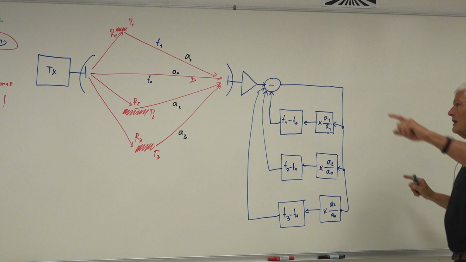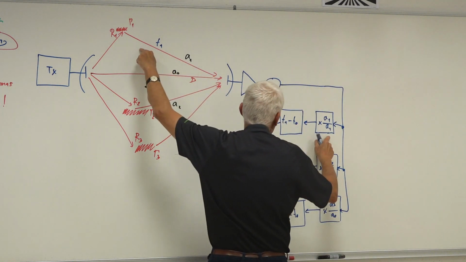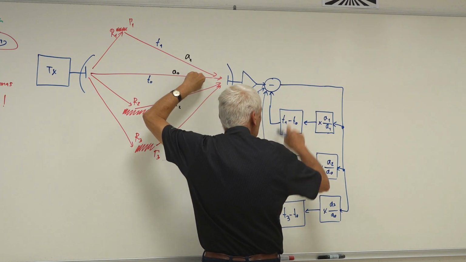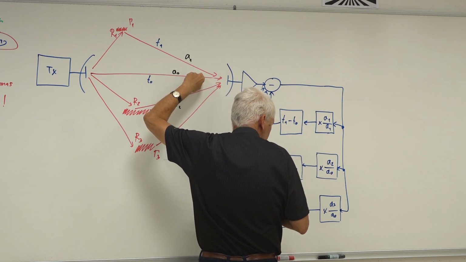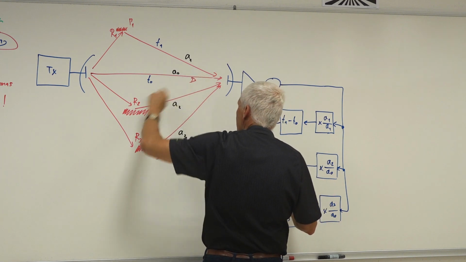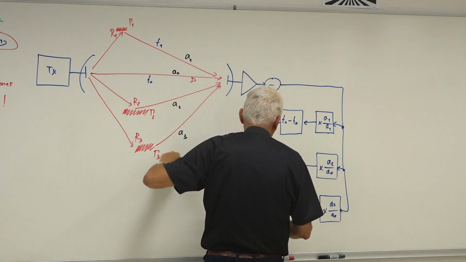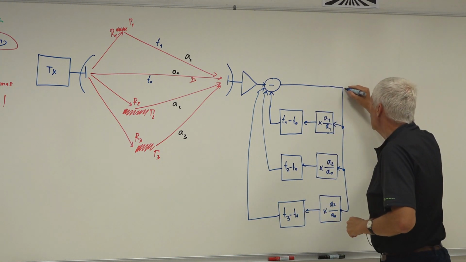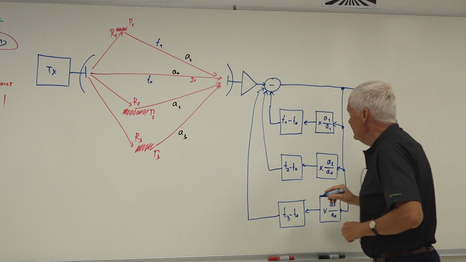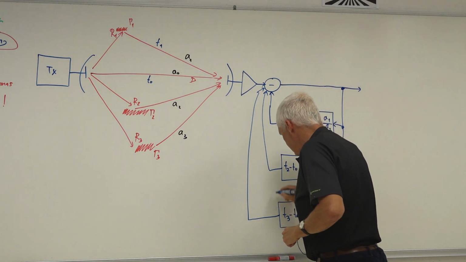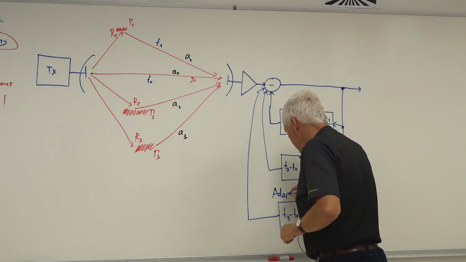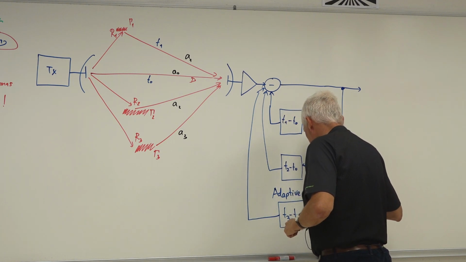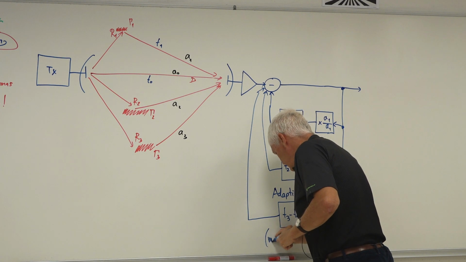So every reflection, when it comes delayed, gets exactly subtracted from its locally generated replica, but this one is subtracted with the opposite sign. Also the same here for the second reflection, also the same here for the third reflection. So what this device actually is, is an adaptive filter for multipath cancellation.